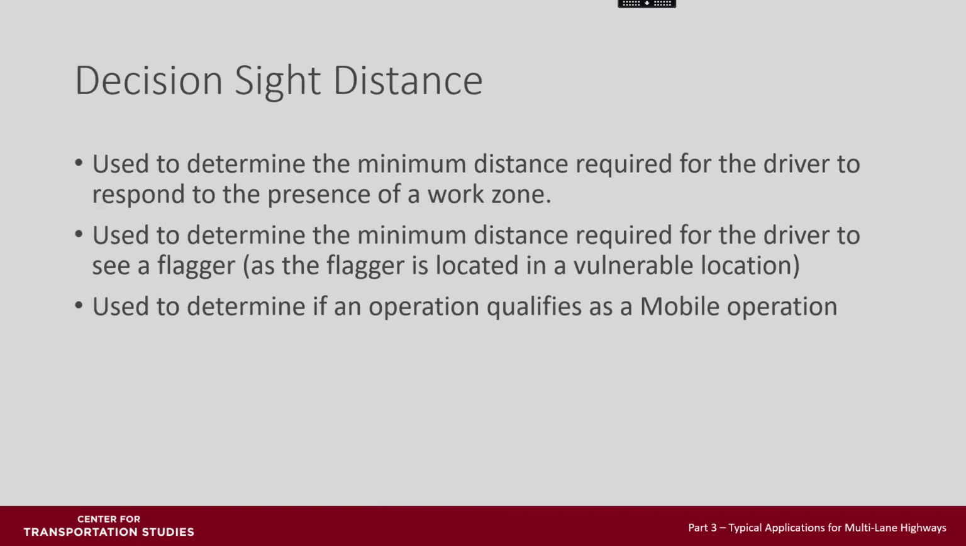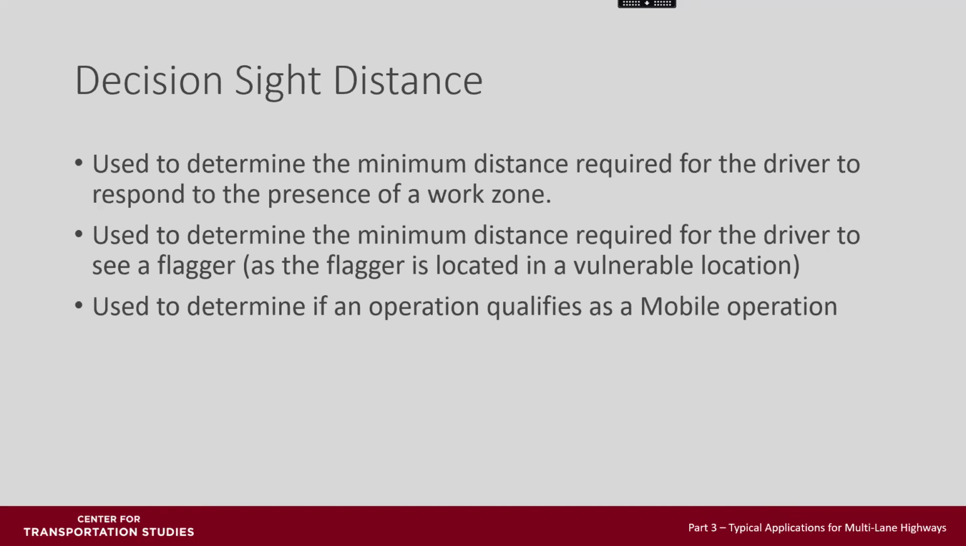Decision site distance is defined as the total distance traveled during the length of time required for a driver to first detect an unexpected or otherwise difficult to perceive information source, such as a work zone or a hazard in the roadway environment that may be visually cluttered, recognize a hazard or its potential threat, then select an appropriate speed and path, and initiate and complete the required maneuver safely and efficiently.